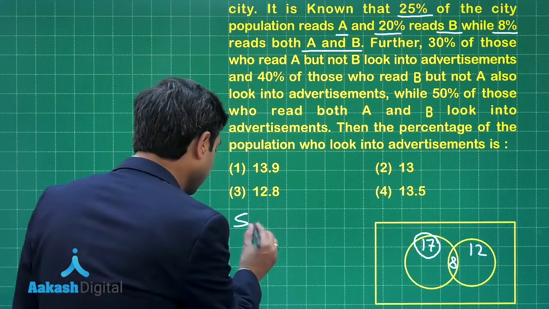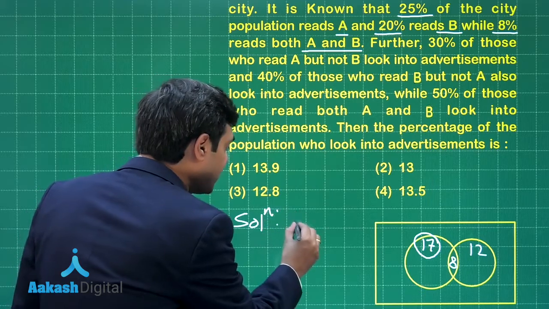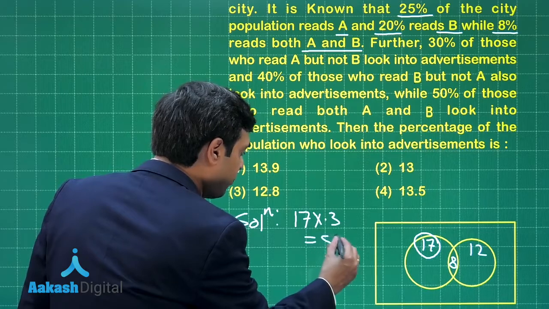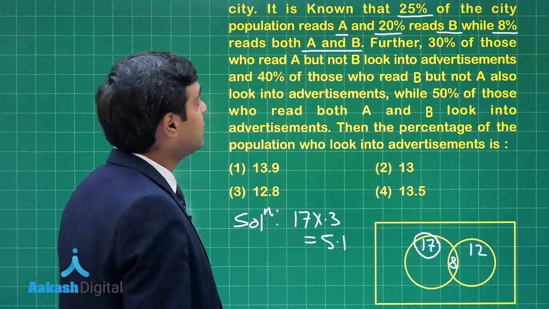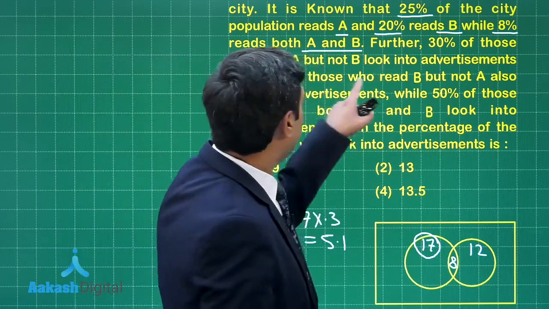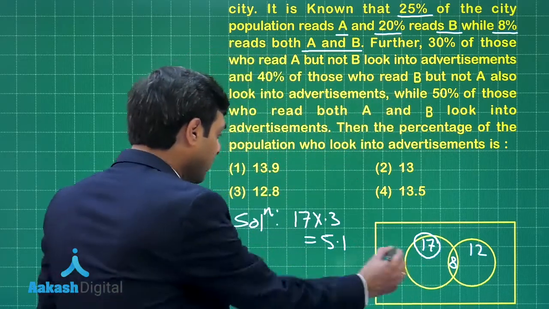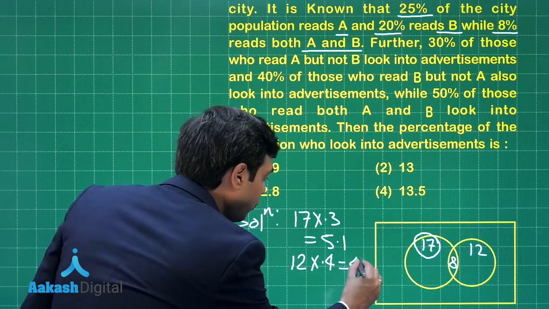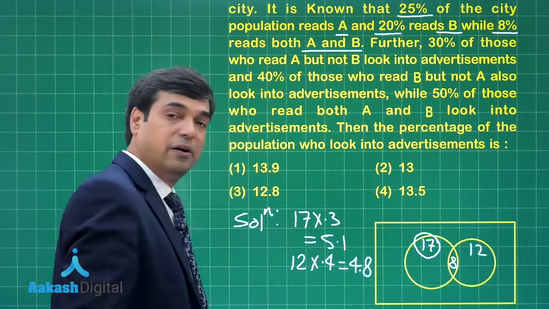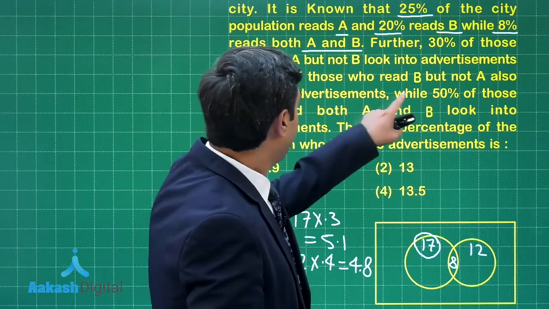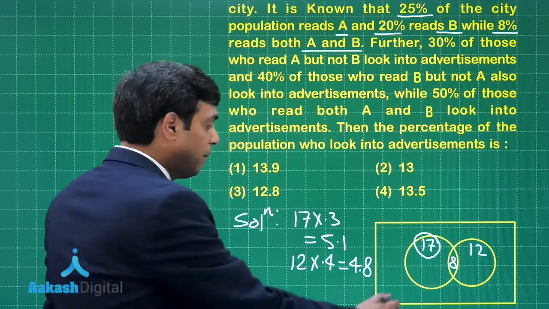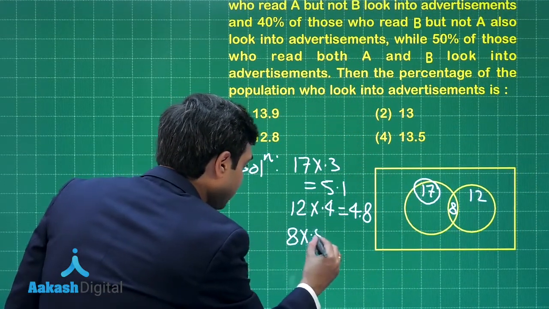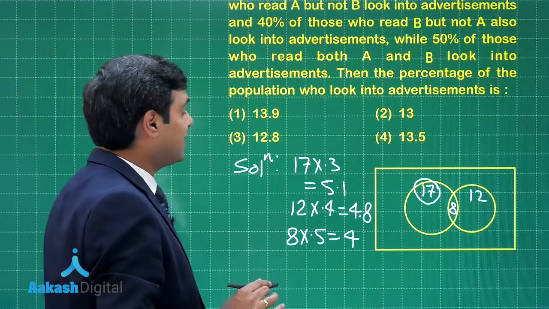So let's start it. 30% of 17%, that means you are talking about 5.1. Next, it is given that 40% of B but not A, meaning 40% of 12%, that is giving you 4.8. Right? Next, 50% of both A and B, meaning 50% of 8. So 8 into 0.5 giving you 4. So this was about the data.